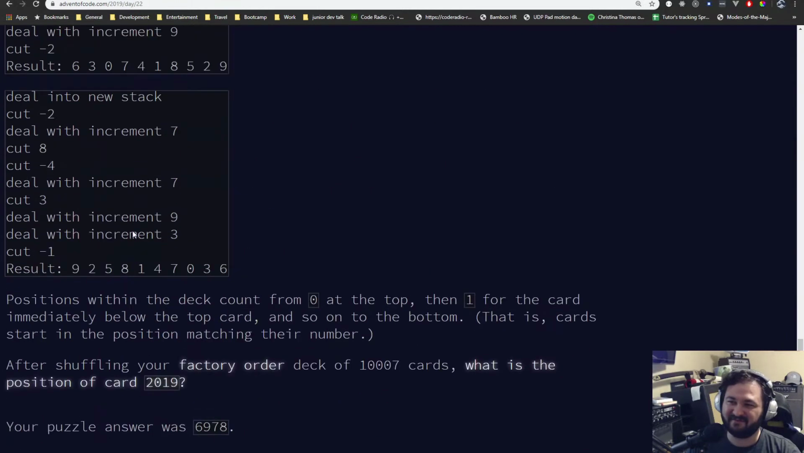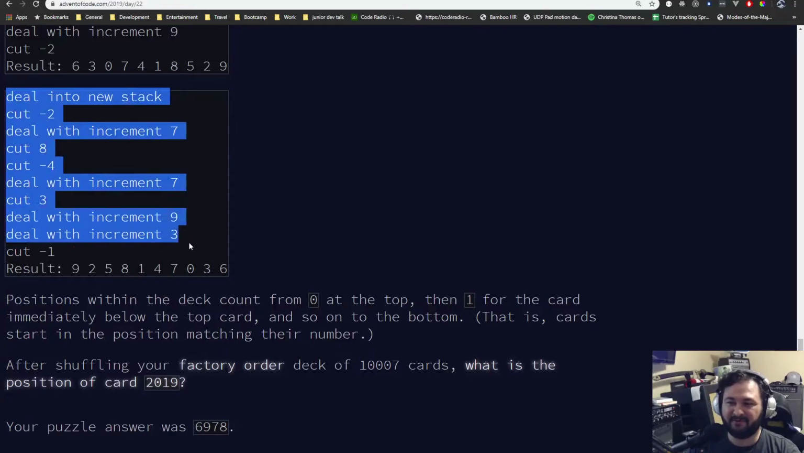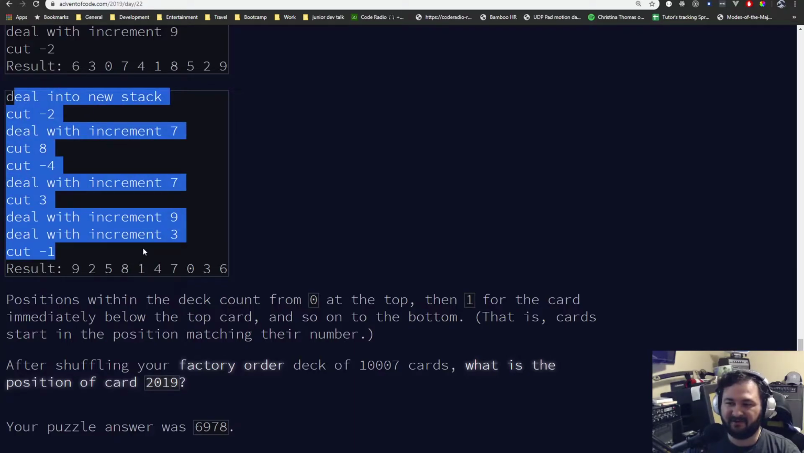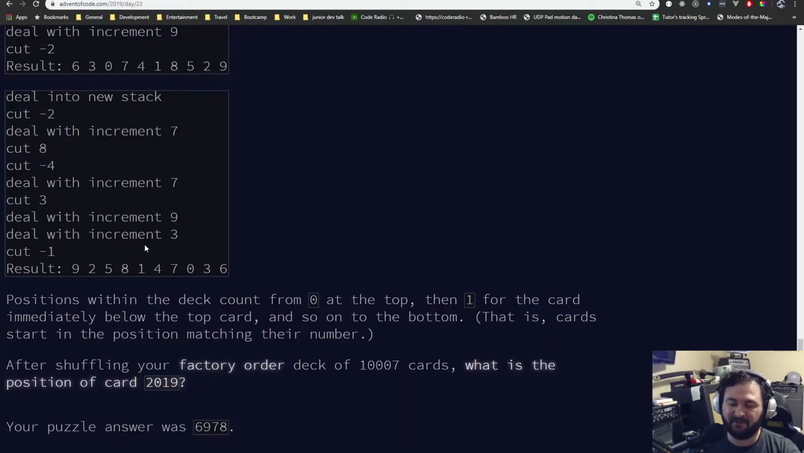Basically take these operations like deal with increment 7 or cut 8 or deal into a new stack. Those can be represented mathematically to give you the new position of the card. And then you have to get the inverse of that using modular arithmetic and then boil down those equations, which are, I think, linear congruence equations or something like that. Basically, you can take all of these and boil them down into a single cut operation and a single deal operation.